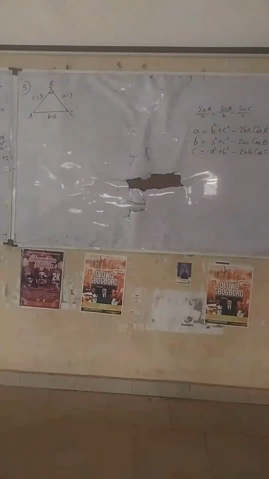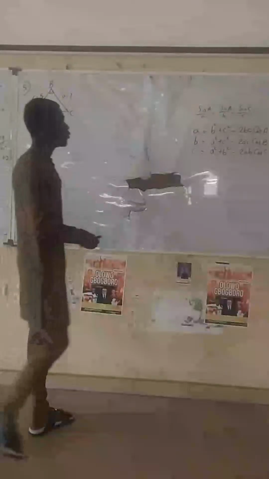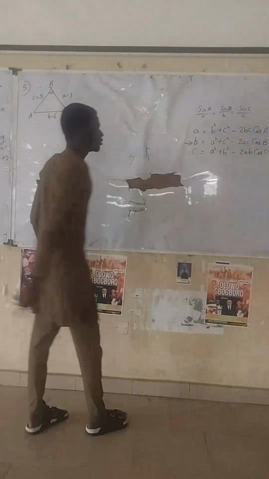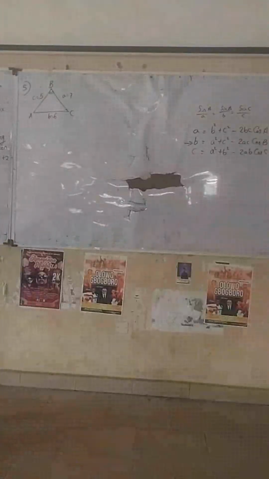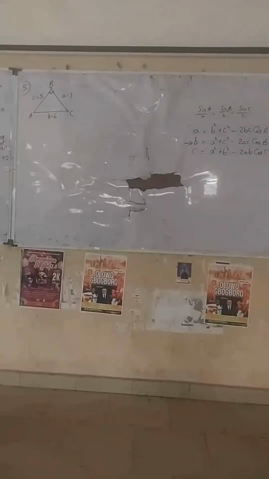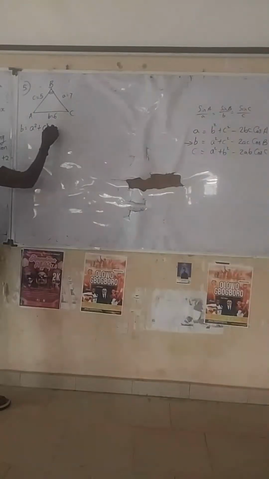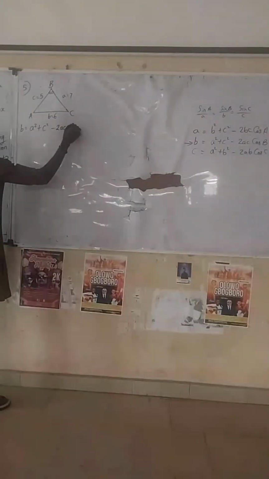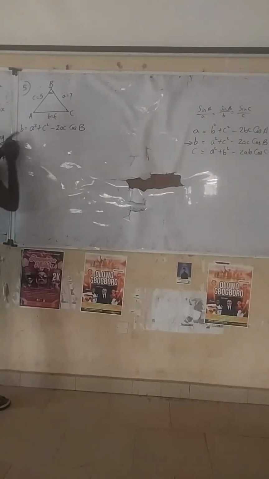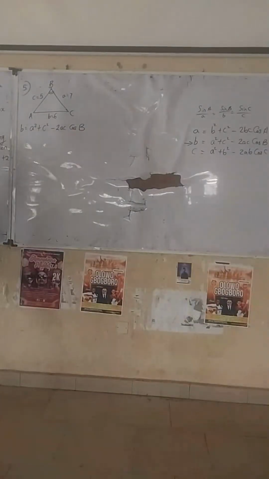Now, to this question, we are looking for B. So we are using the second one. We don't have business with the other 2. Using this formula, b squared equals a squared plus c squared minus 2ac cos capital B. Don't repeat b. That gives us this b here. Now, b here is 6, right?